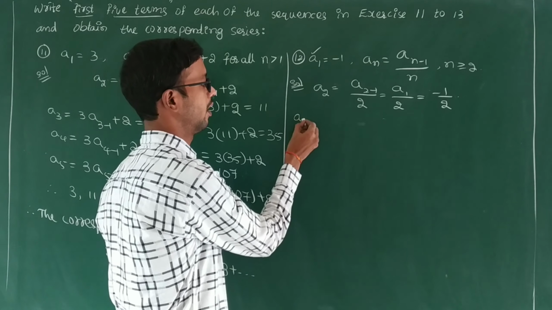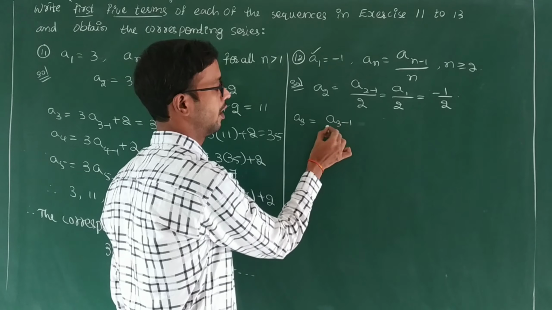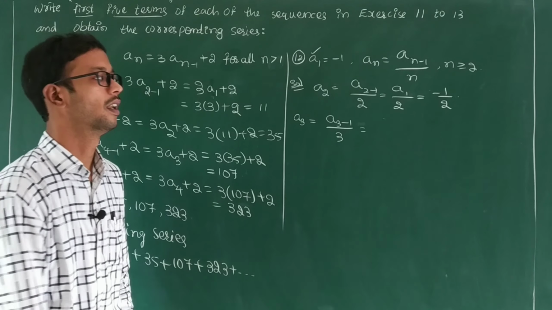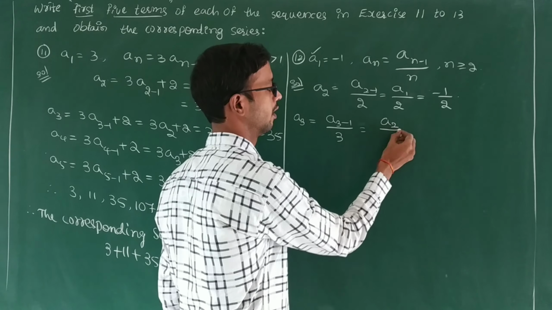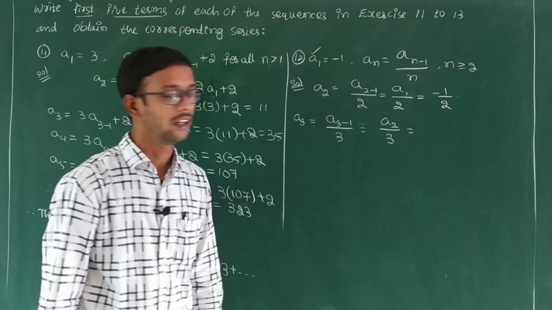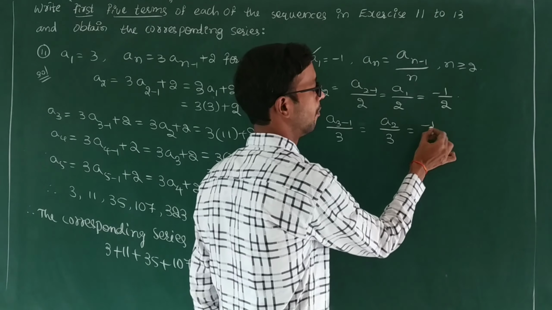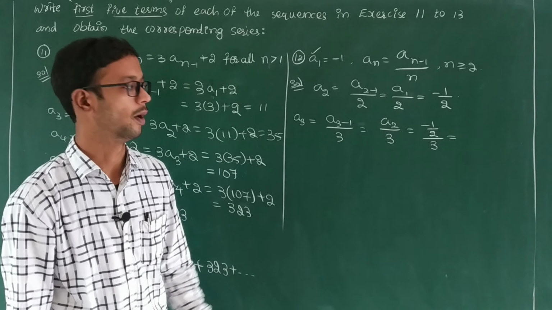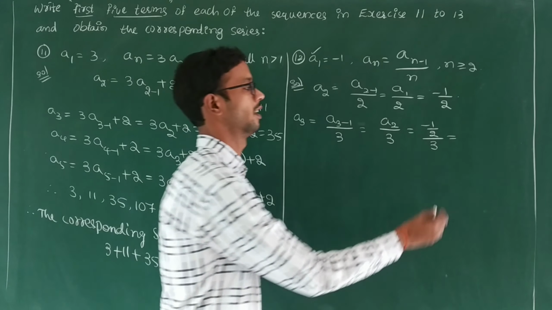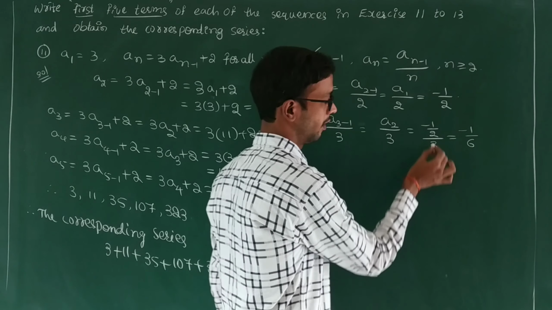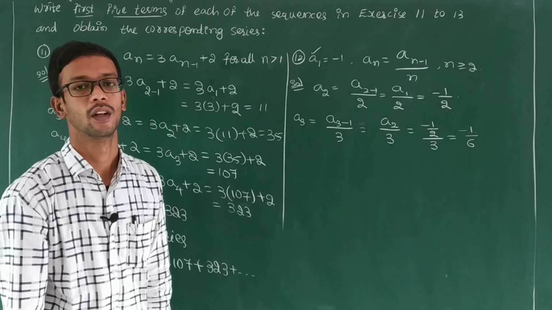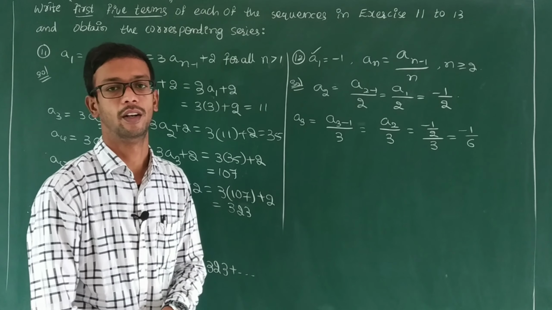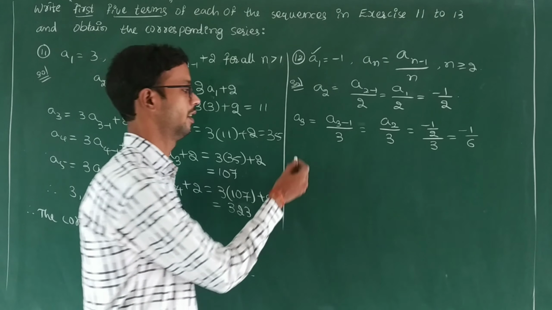Next, a3 = (a3 minus 1) by 3. What is a3 minus 1? That is a2 by 3. So what is a2 here? a2 is minus 1 by 2. Minus 1 by 2 by 3 is nothing but minus 1 by 6, multiplying 2 and 3. So in total it will become minus 1 by 6.